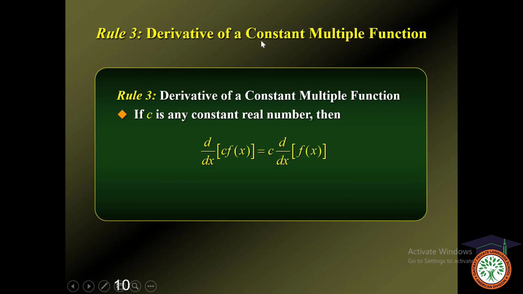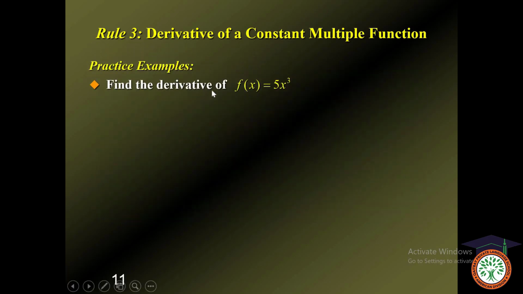Now we are going to find the derivative of a constant multiple function. Constant, yes. Constant means any real number. Function, yes, like f(x). How do we find the derivative of an algebraic expression consisting of c as a constant multiplied by a function? Just isolate the c, the constant, and then take the derivative of the function.